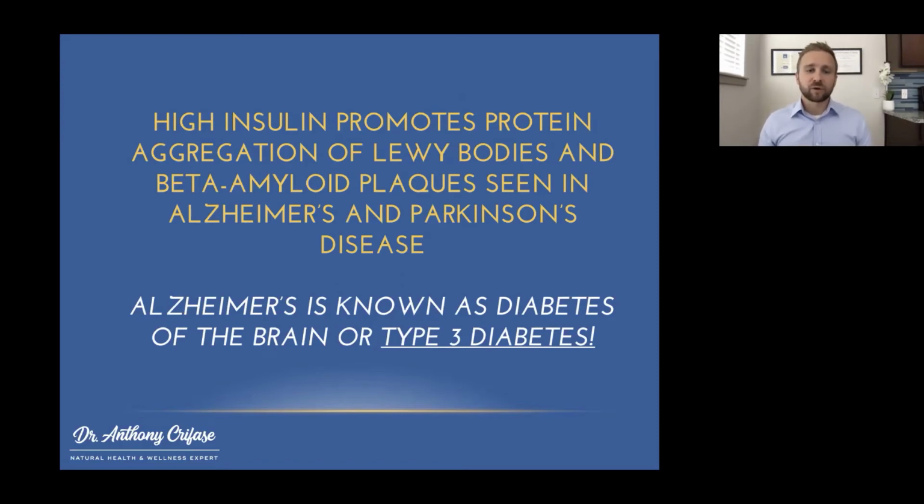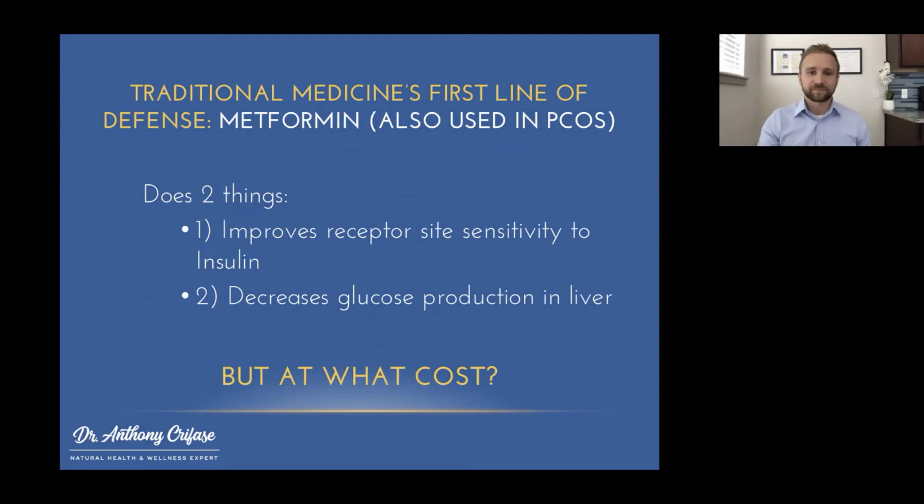High insulin also promotes the aggregation of Lewy bodies and beta amyloid plaques in the brain, and these are seen in Alzheimer's and Parkinson's disease. So we talked about how a certain part of the brain is affected in Alzheimer's, which is the hippocampus, by high blood sugar and high insulin. And this is why Alzheimer's is now known as type 3 diabetes, or diabetes of the brain. And why there's about a 600% increase in the risk of developing Alzheimer's if you have diabetes. So you don't want to go down these paths. There's other ways to address these things.